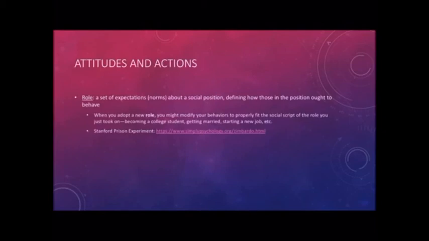And so what I want you to write down is this: the Stanford Prison Experiment showed the power of role-playing on attitudes and behavior. So people got so involved in the roles that they were taking on, being a prison guard or being a prisoner, that they actually changed their attitudes and their behaviors in response to that feeling.